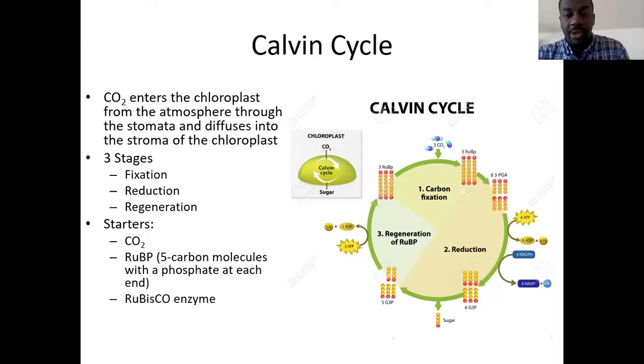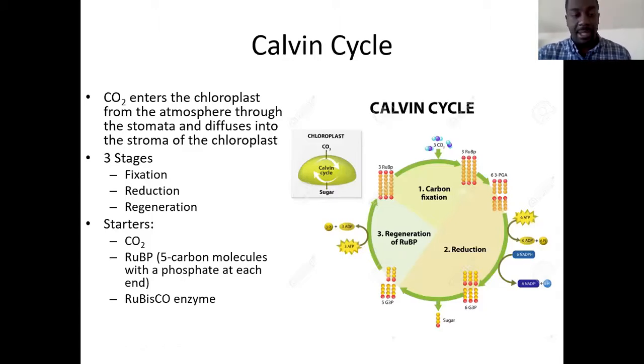In order to start this whole Calvin cycle, there's 3 molecules that we're going to need. The first one is carbon dioxide, which we talked about already. The second one is a 5-carbon molecule called ribulose bisphosphate, which we usually abbreviate to RuBP. This is a 5-carbon molecule, and at each end, it's going to have a phosphate group attached. The third molecule that we're going to need is an enzyme called Rubisco. Those are the 3 things we need to start the Calvin cycle.